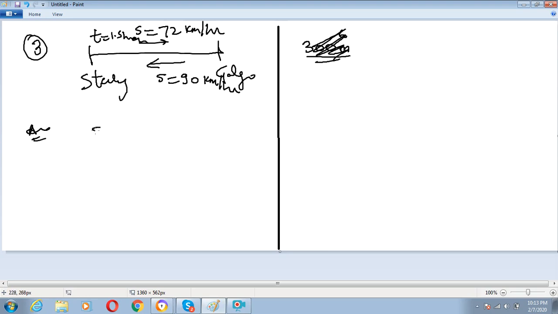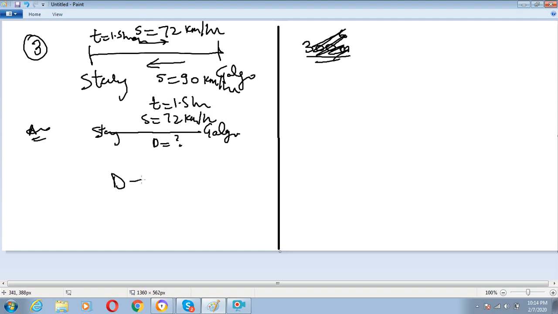So from Sterling to Galway, speed is given, time is given. We have to calculate distance. Distance is equal to speed into time. So 72 into 1.5. The unit is the same, kilometers per hour. You can calculate: 36, 78, 108 kilometers. Understood? So this is from the going journey.